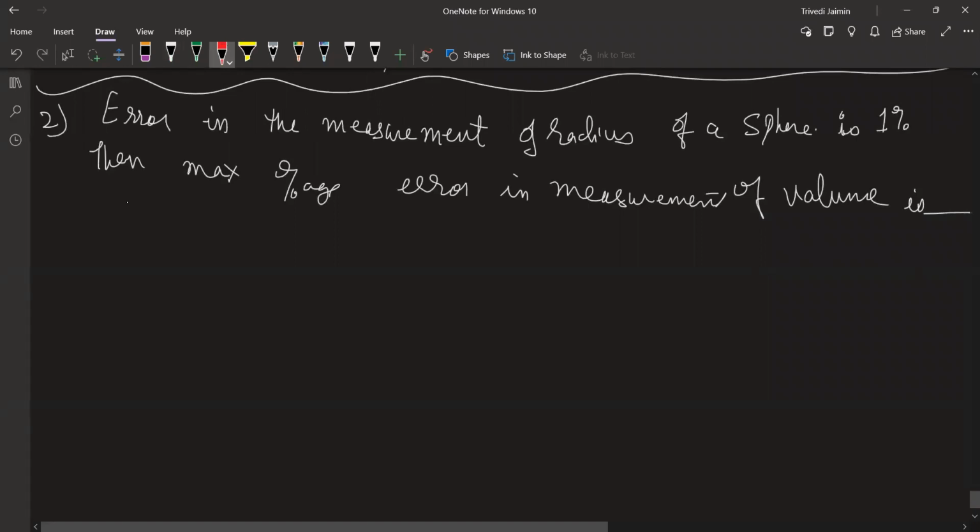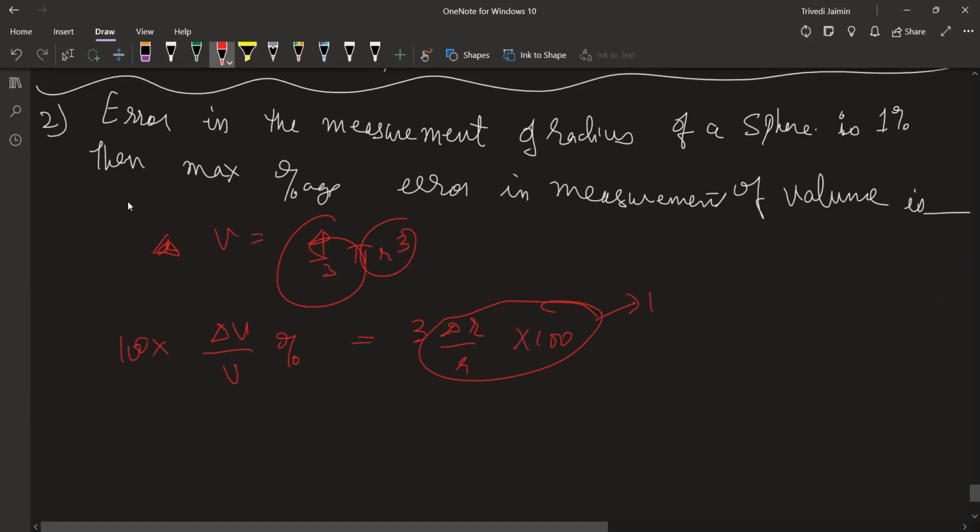Did you just guess it, or was it logic? No, sir, volume. It's way too easy if you look at the formula, 4/3 pi r cube, so it's just 3 times 1. If you want the formula, V equals 4/3 pi r cube, so delta V by V into 100, percentage, equals 3 delta r by r into 100. This is constant, and this is given as 1%. So 1 into 3, it is 3.